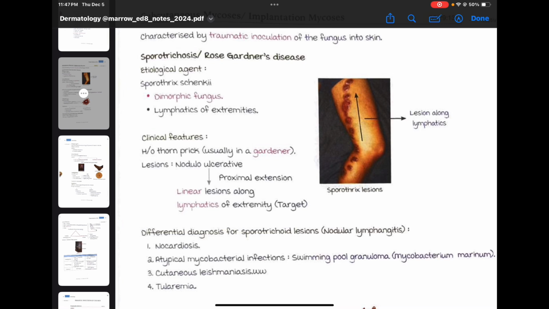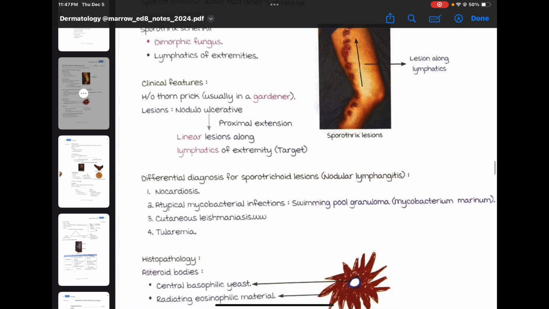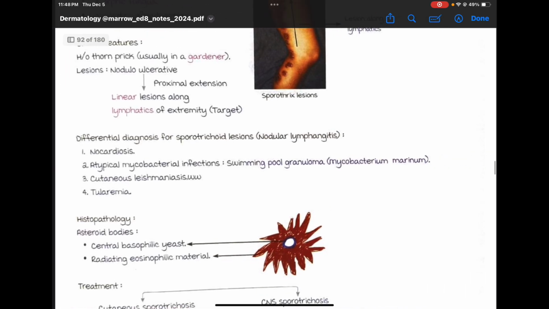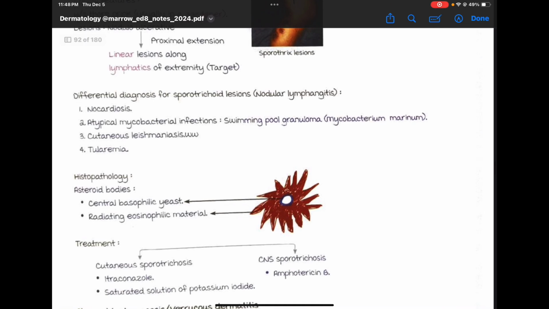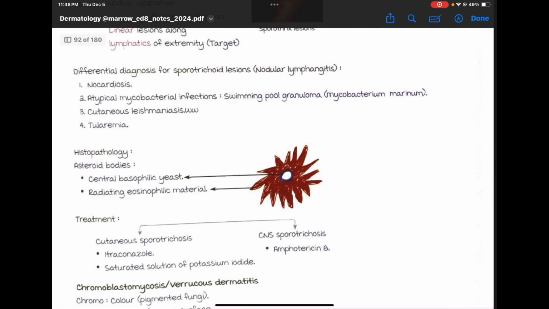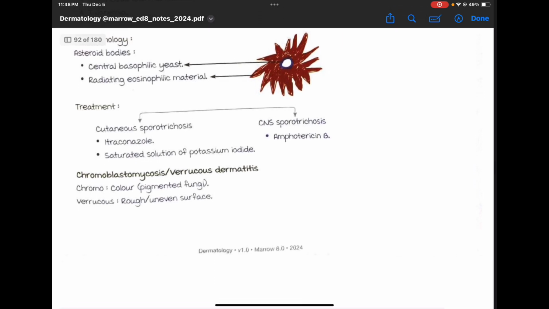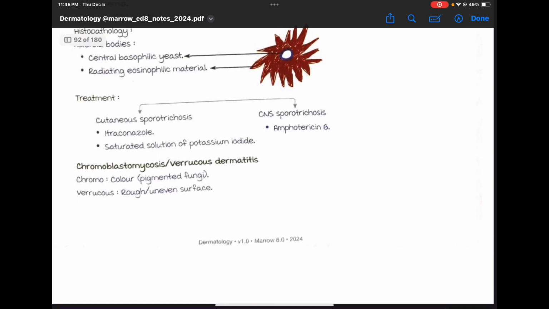This is commonly seen. Differential diagnosis for sporotrichoid lesions, nodular lymphangitis: nocardiosis, atypical mycobacterium infection, swimming pool granuloma, cutaneous leishmaniasis, tularemia. Histopathology: asteroid bodies, central basophilic yeast, radiating eosinophilic material. Treatment: cutaneous sporotrichosis, you give itraconazole, saturated solution of potassium iodide. CNS sporotrichosis, you give amphotericin B.